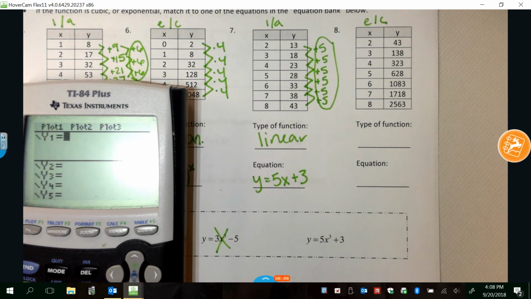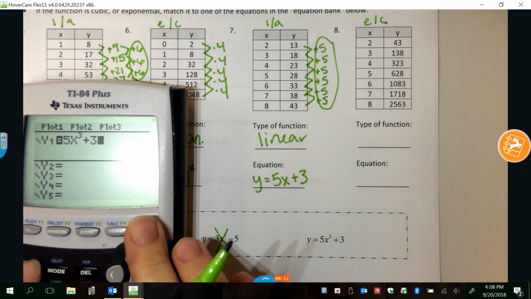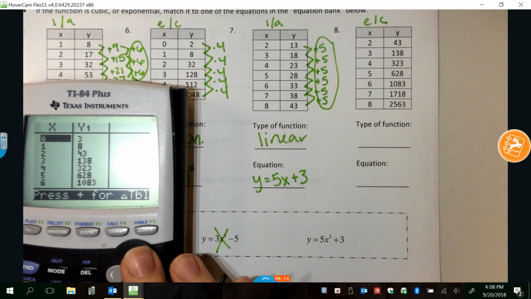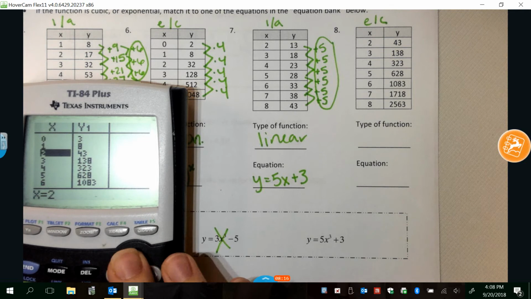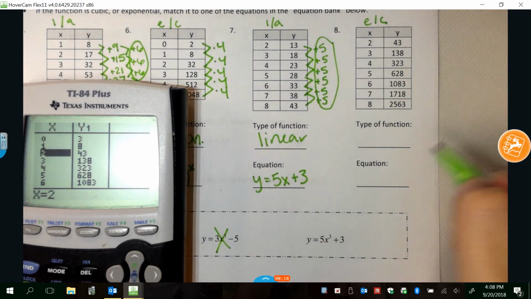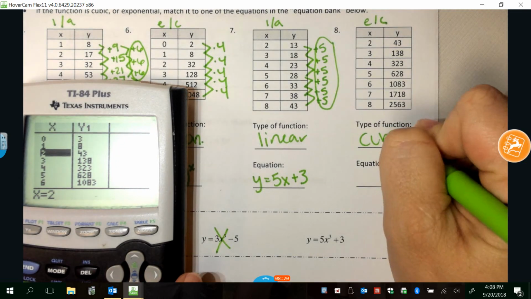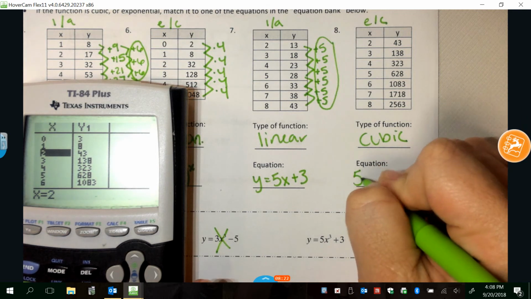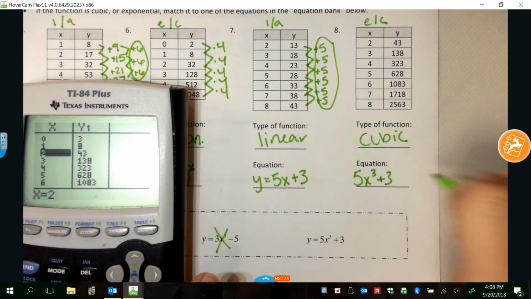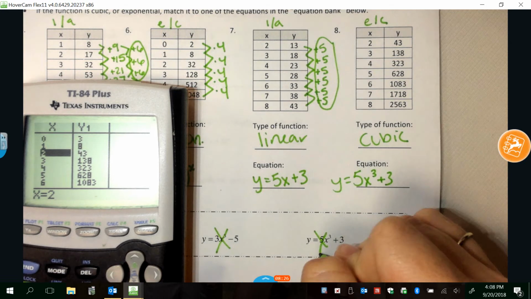Looking at the last one, 5x to the third power plus 3, second graph. Right away, I see that it does match my last one, so this is cubic, and it is 5x to the third power plus 3. Guys, I can prove to you that it's cubic.